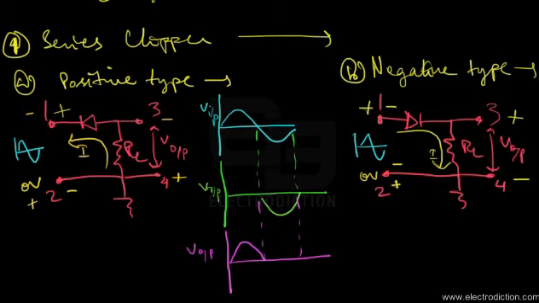So there it is. We see here that the negative type series clipper clips off the negative half cycle, while the positive type series clipper clips off the positive first half cycle. So they're rightfully called their names.